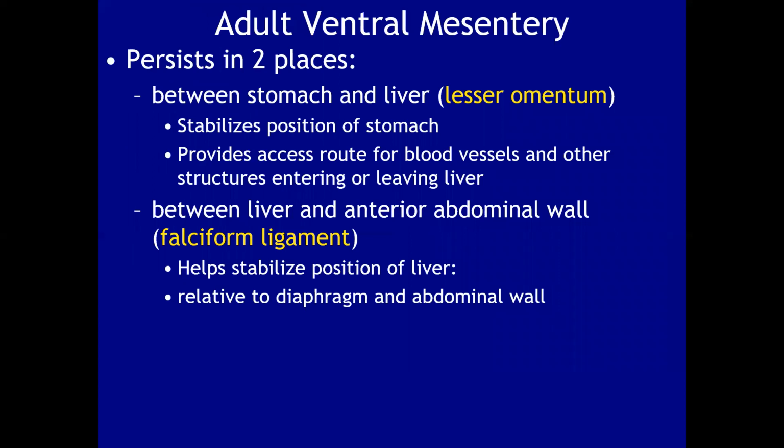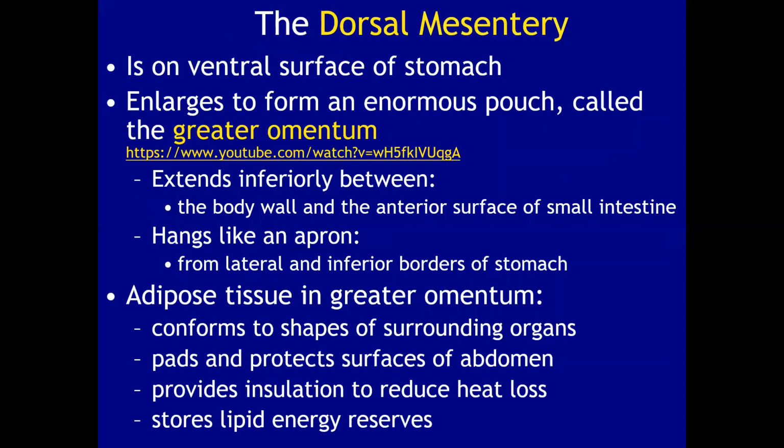In the previous slide, I noted in red where we had part of the mesentery cut away. So let's first talk about the adult ventral mesentery. You find it in two places. You find it between the stomach and the liver, and it stabilizes your stomach and provides a route for your blood vessels. And then you also have it between the liver and the anterior abdominal wall, and that helps to stabilize your liver, right?